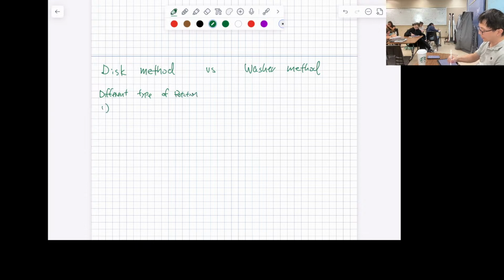So the first type is usually really easy: rotate around the x-axis. The second type is rotate around the y-axis. The third is the hardest one. Usually people struggle the most. It's called off-axis rotation.